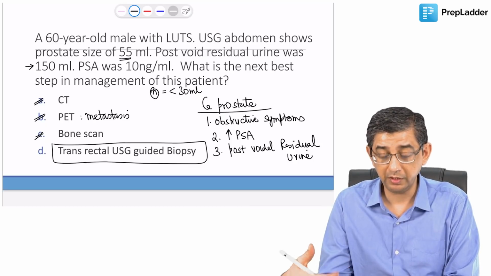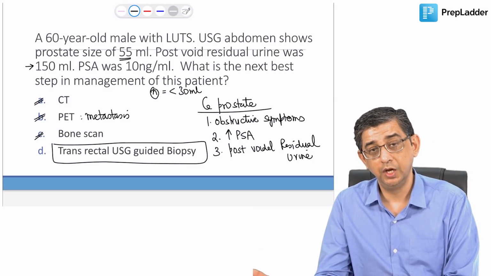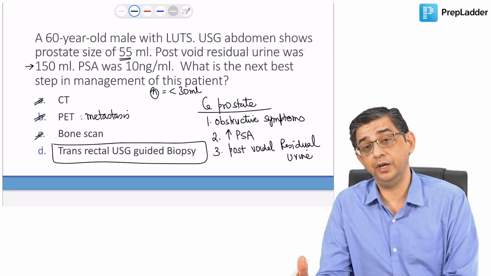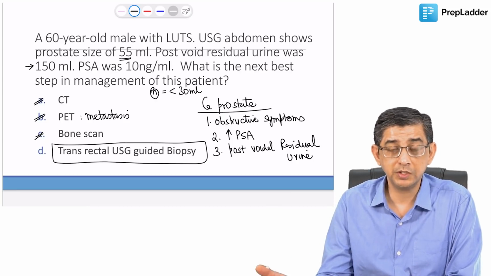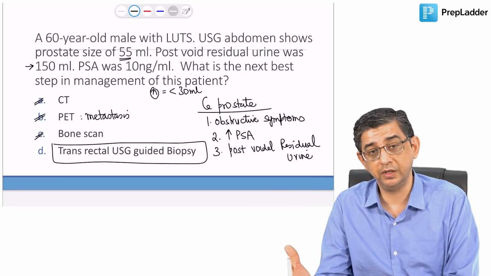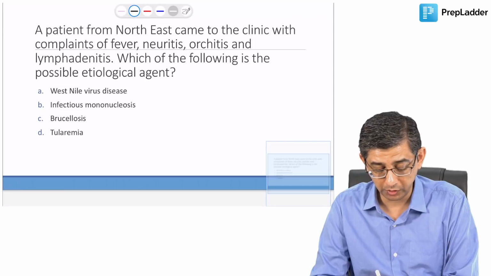So wherever in doubt, it's always an advantage to give the benefit of doubt, that we should always rule out a malignancy. Out of the options that are given in this question, the best one that fits is a transrectal ultrasound guided biopsy in lieu of grossly elevated PSA.